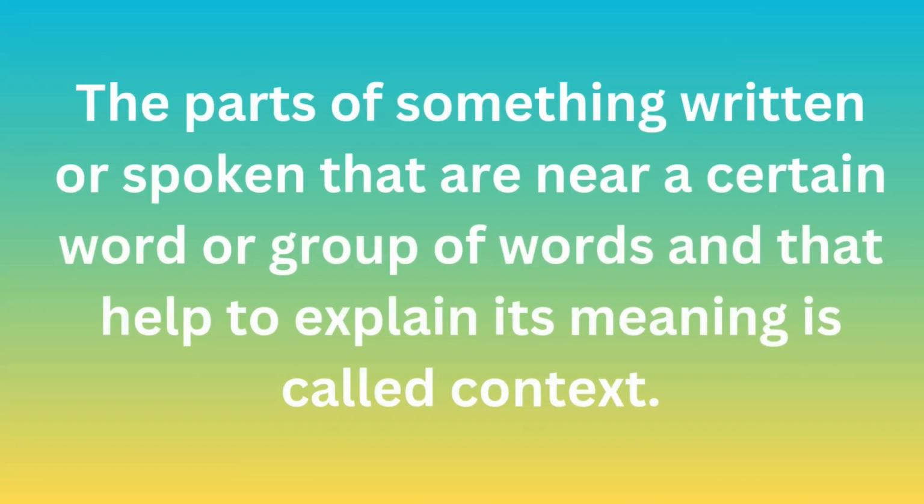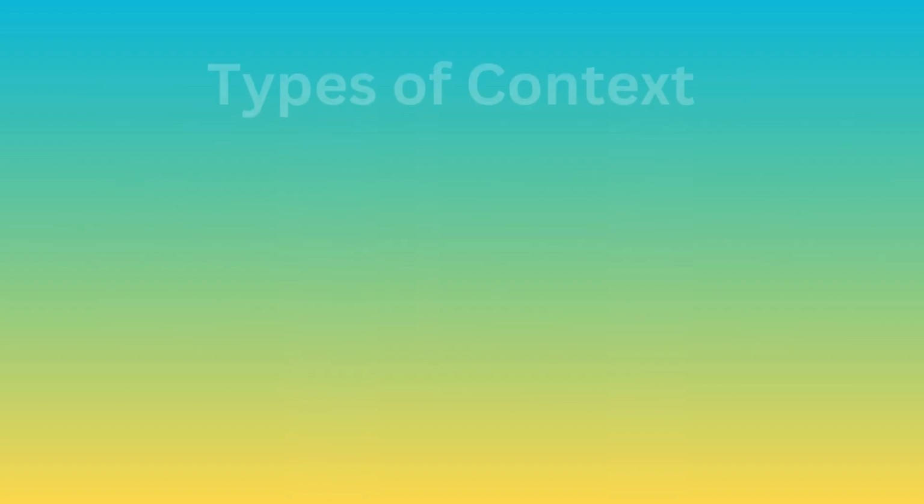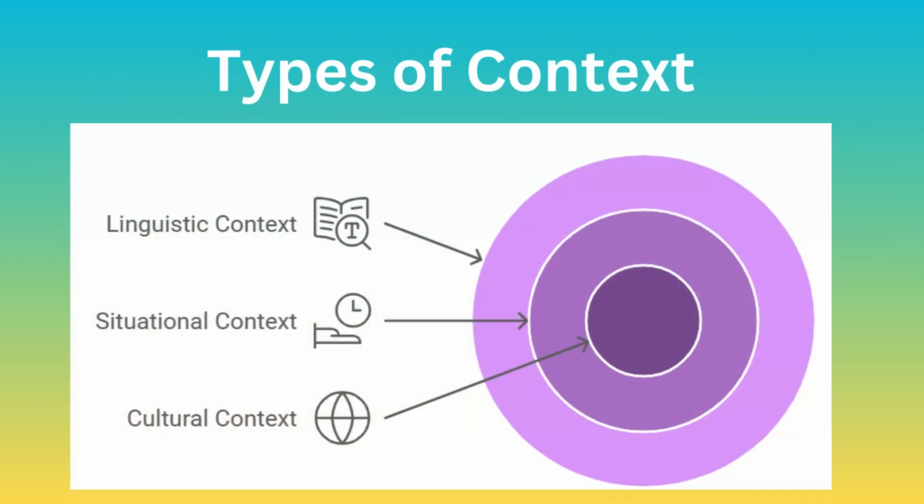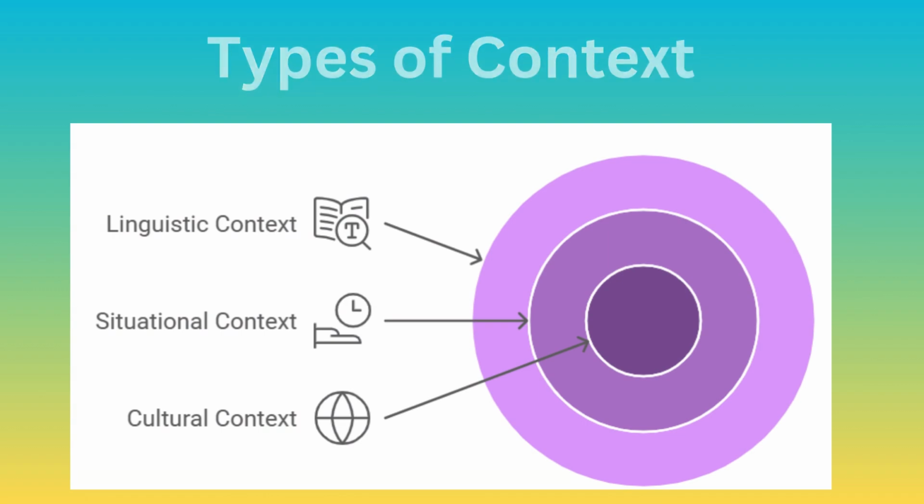Alright, so what is context? In translation, context refers to the circumstances or setting in which a word, phrase, or sentence appears. It's not just about translating individual words, it's about translating their meanings in relation to the text, culture, and situation they are used in. There are different types of context we need to consider. Let's break them down quickly.